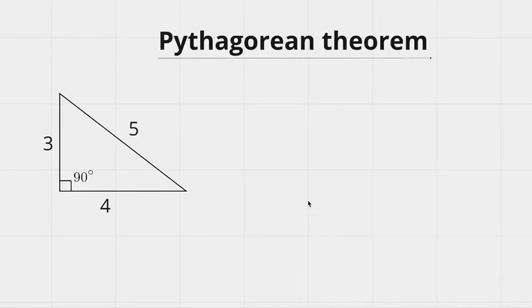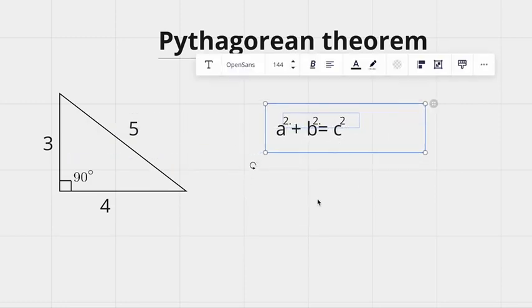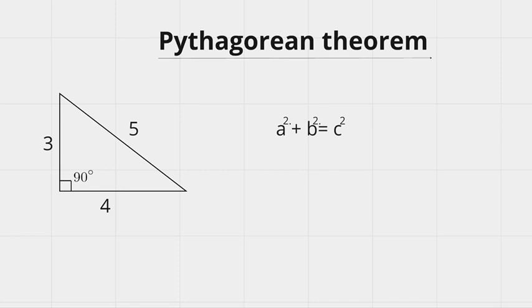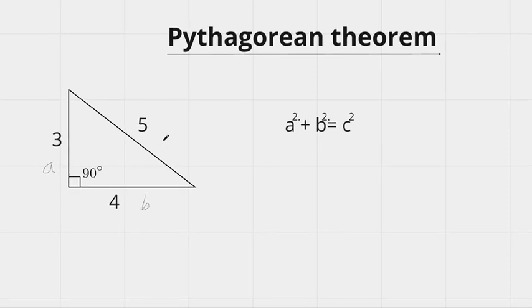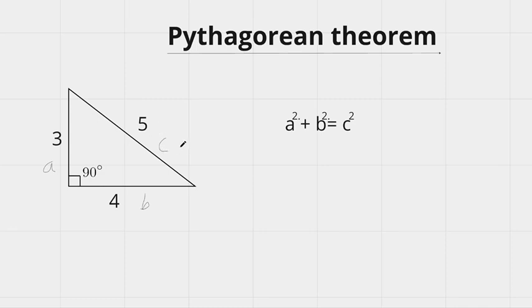Today we're learning about the Pythagorean theorem, which says that a squared plus b squared equals c squared. What it tells us is that for the leg a squared plus for the leg b squared, it should equal the hypotenuse c squared. In this example, what it says is that 3 squared plus 4 squared should equal 5 squared.